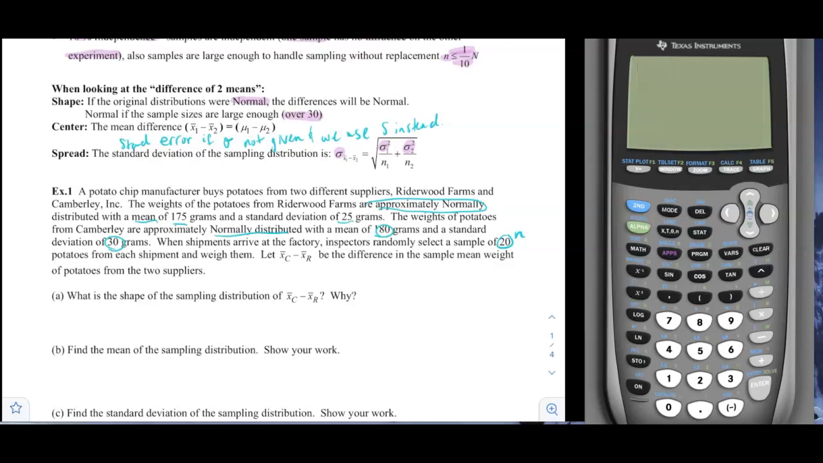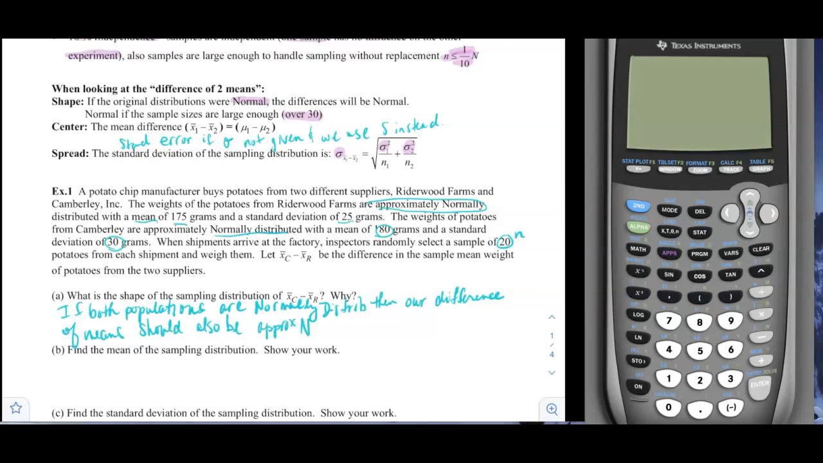So what is the shape of the sampling distribution? Well, the shape we want to be able to say is that it is a normal shape, right? So how do we say that? Well, we say if both populations are normally distributed, then our difference of means should also be approximately normally distributed.